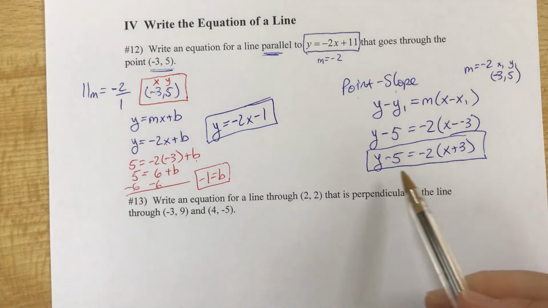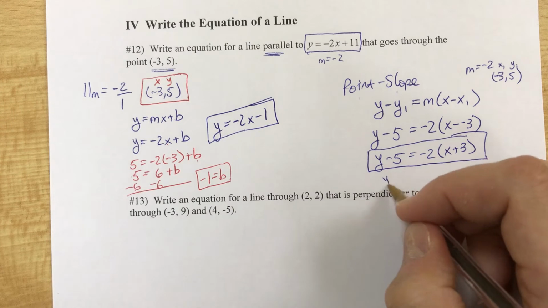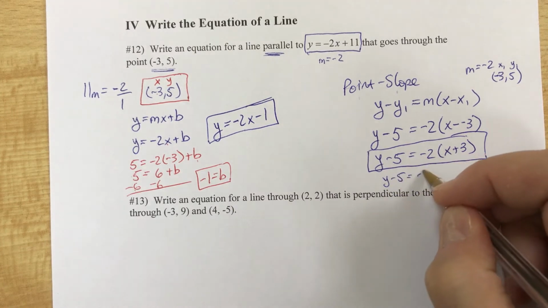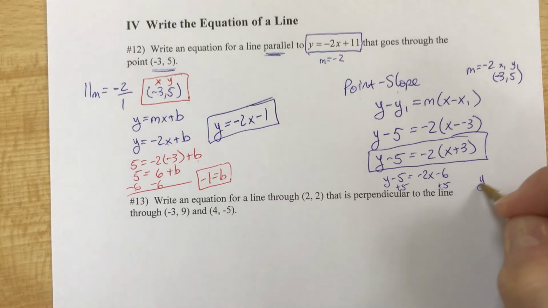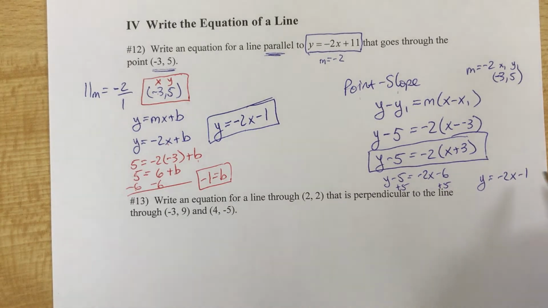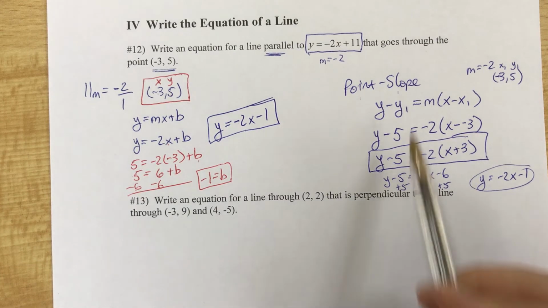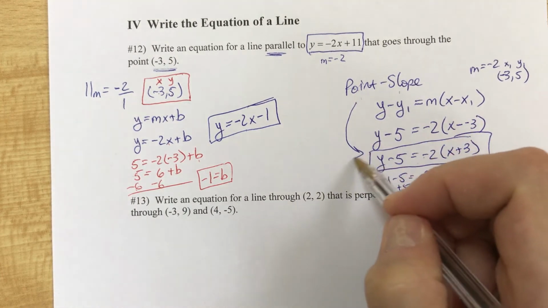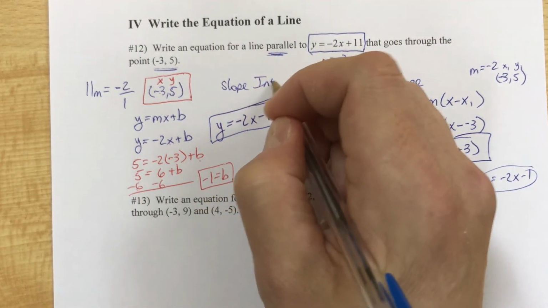Now, you may be thinking, is that the same thing as this? Well, if we were to work it out by distributing, we would get negative 2x minus 6, we would add 5, and we would get y equals negative 2x minus 1. So it's the same equation, but it might be easier to write it in point-slope form, where this is called slope-intercept. So either way is good.